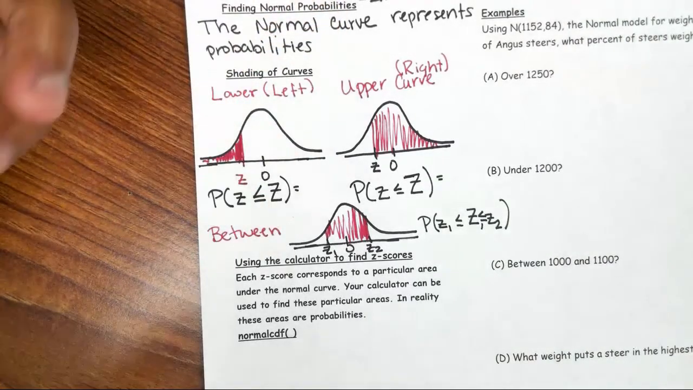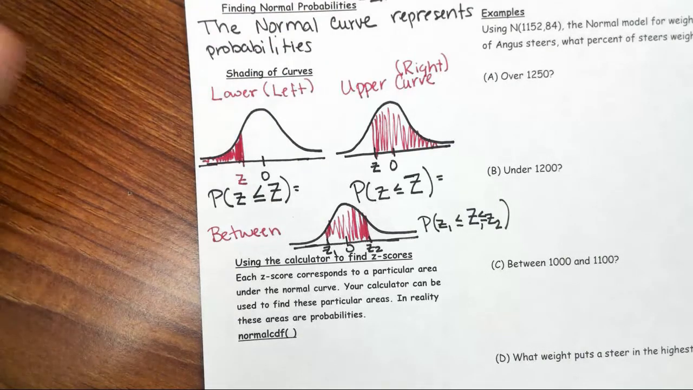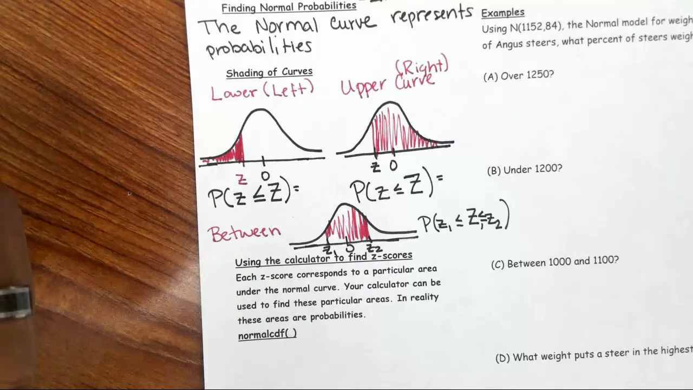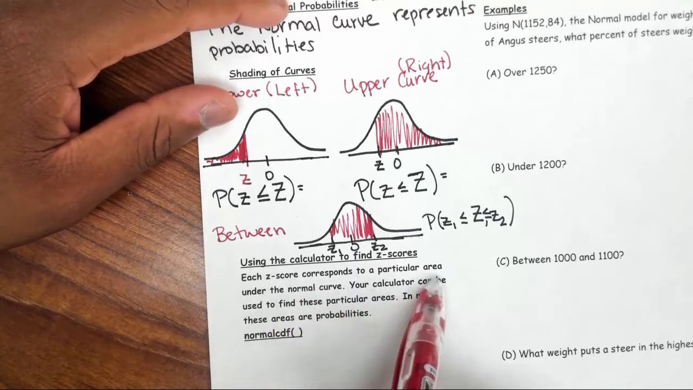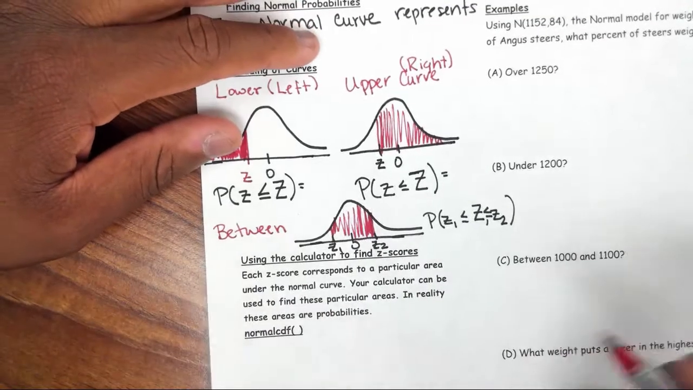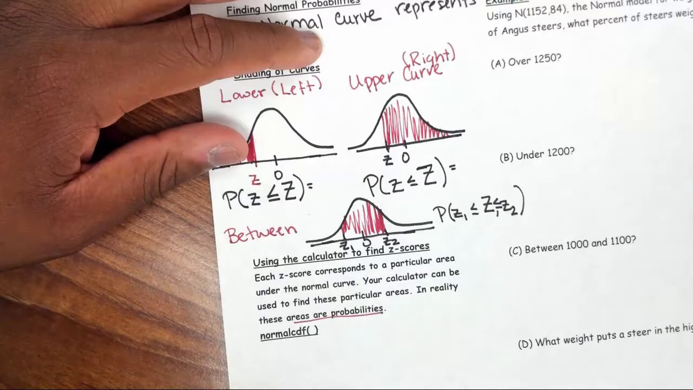Now, to find these, what ends up happening, you're finding areas, so you need to be able to integrate. Because most of you haven't taken a calc class to learn how to integrate, we're going to integrate using the calculators. In the calculator, each z-score corresponds to a particular area under the normal curve. The areas are probabilities, remember that. And we're going to use your calculator.